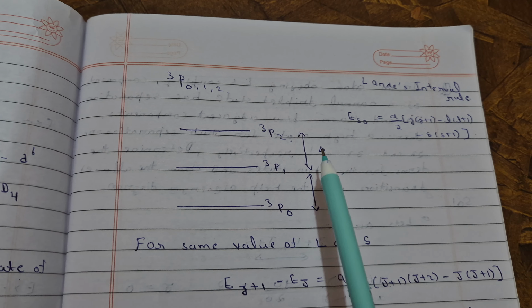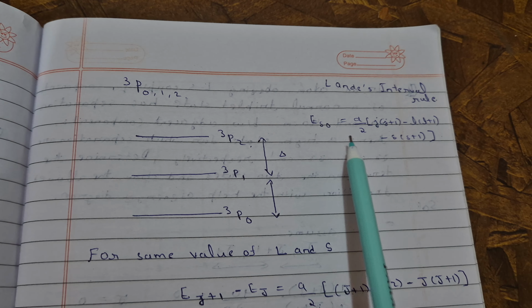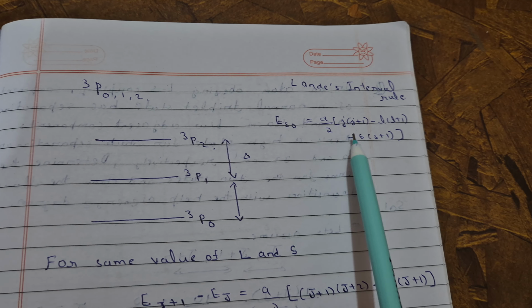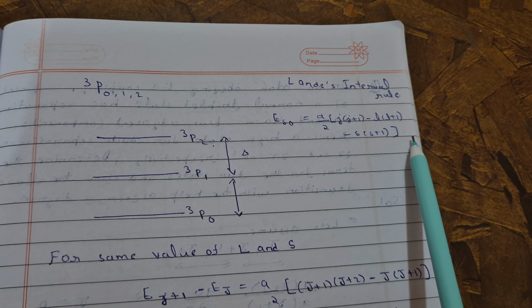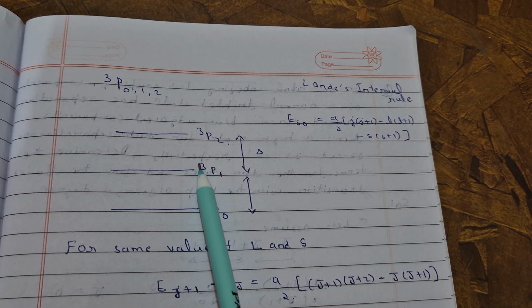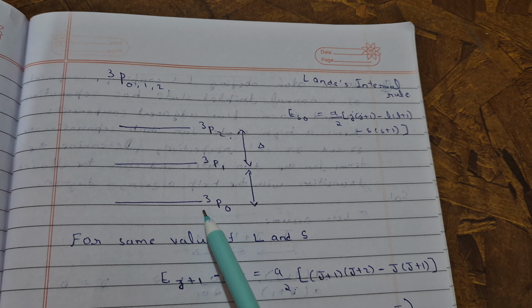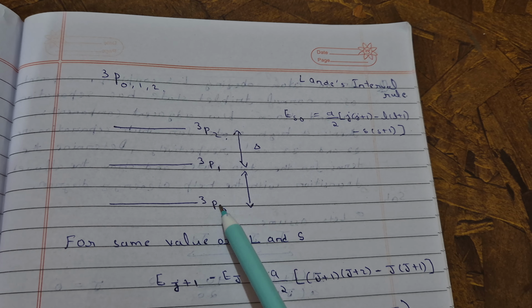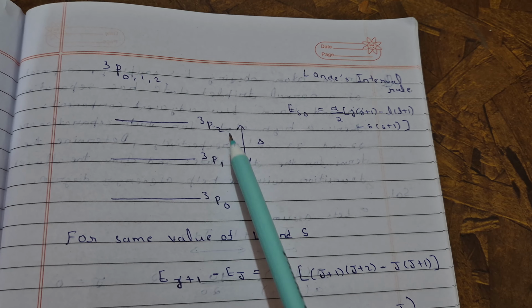Okay, so we will use this spin orbital formula. We have discussed this already: a by 2 times [J(J+1) minus L(L+1) minus S(S+1)]. If L and S remain the same, meaning the multiplicity remains the same and L remains the same, that is P, then how can you find this difference? J is different in all these three: 0, 1, 2.